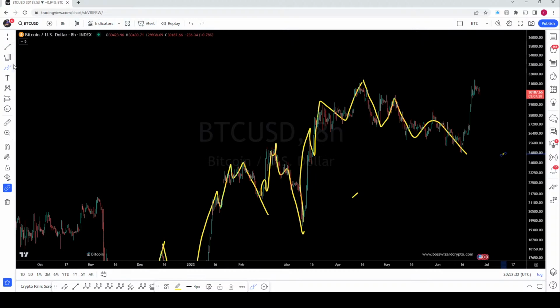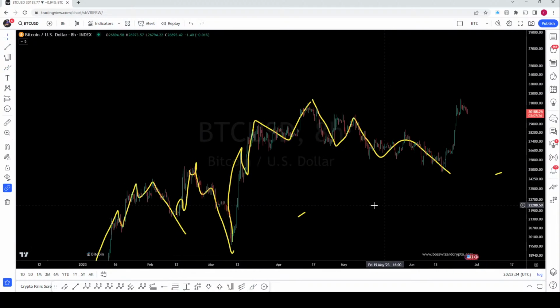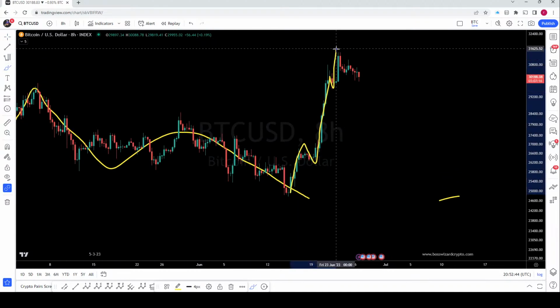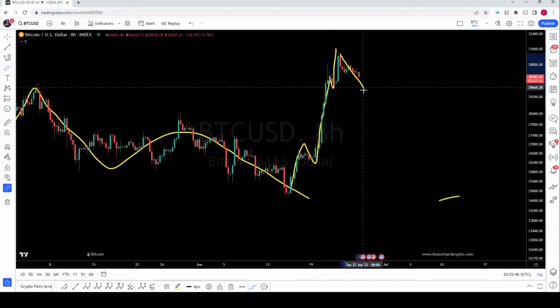Now let's look at the next degree. We're getting smaller degrees here. You can even see it on this time frame. I'm in the 8-hour time frame. What do you see on the 8-hour time frame? 1, 2, 3, 4, 5. What are we starting? A retracement.